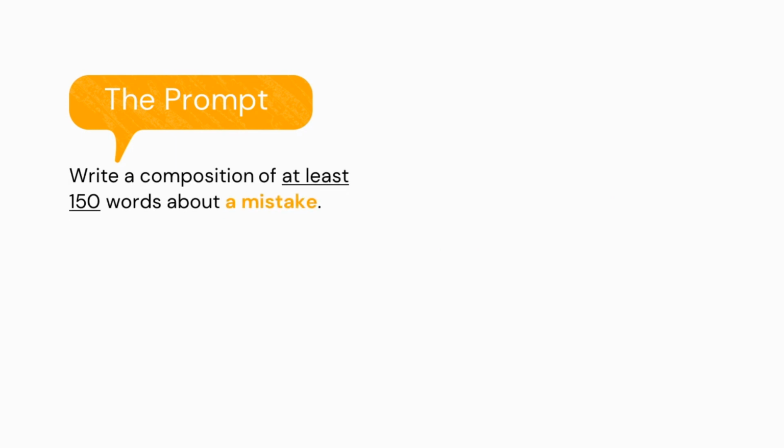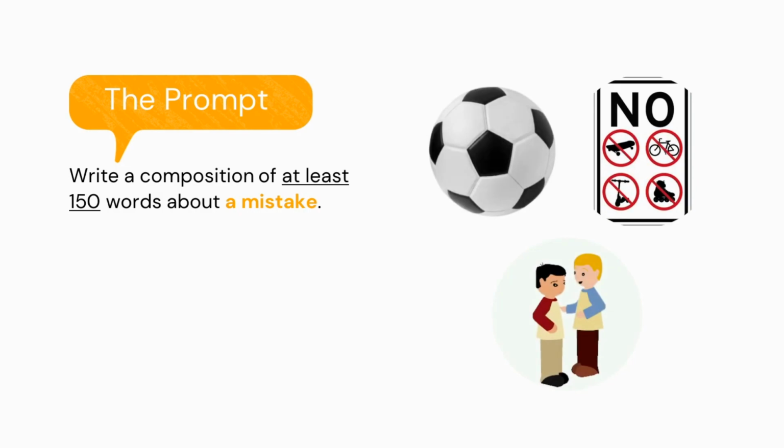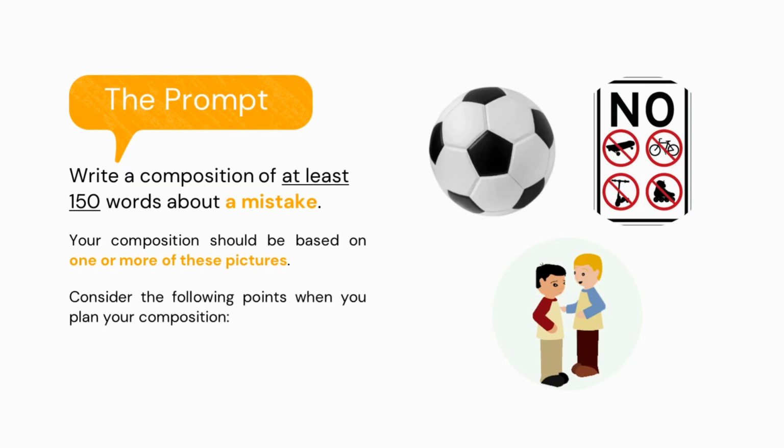So we have to write a composition of at least 150 words about a mistake. And we also have these three pictures, namely that of a soccer ball, a sign prohibiting outdoor activities, and a silhouette of two people talking. We also have to ensure that our composition is based on one or more of these pictures, and also that we answer these 2 points, being what was the mistake and why it was a mistake.